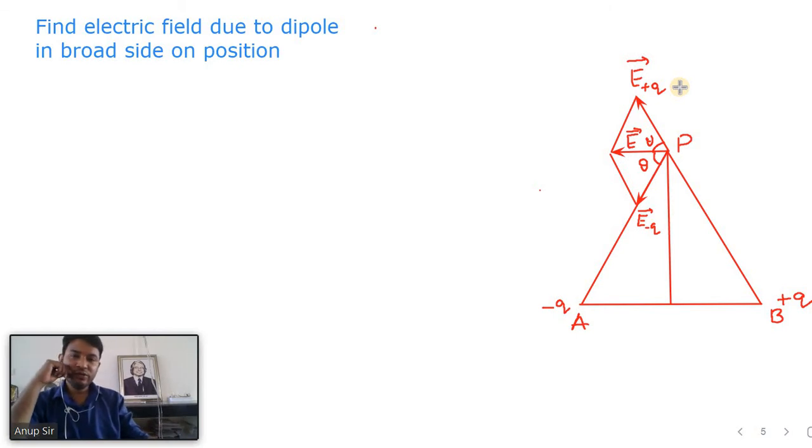So now I am going to start a topic. The topic is to find out the electric field due to the dipole in the broadside position. So you must be guessing what is called broadside position. So let's start.